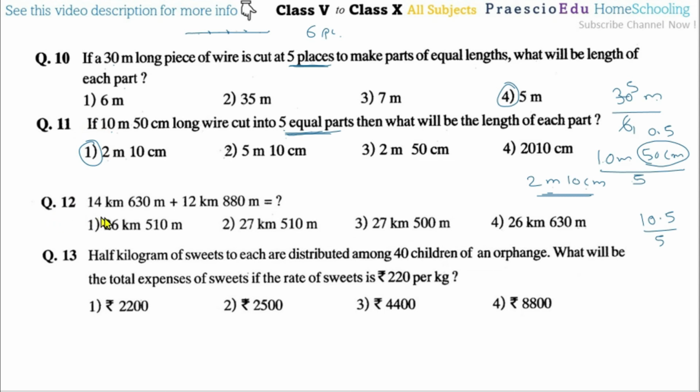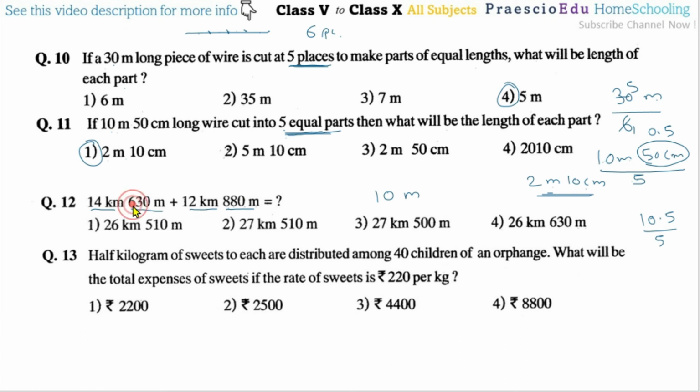Now question number 12: 14 kilometer 630 meter plus 12 kilometer 880 meter. In this one we will add the meters separately and the kilometers separately. First we will add the meters. 0 plus 0 is 0, and I will just mention the meter because we are adding the meters first. Then 3 plus 8 is 11, so 1 here, 1 carry.